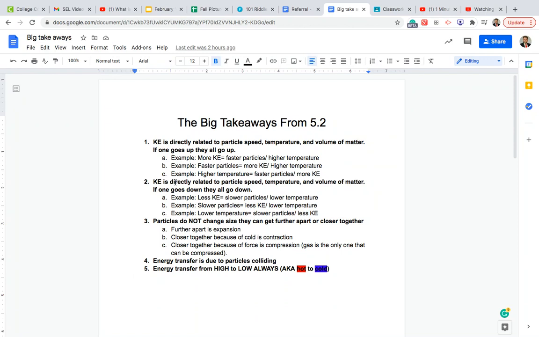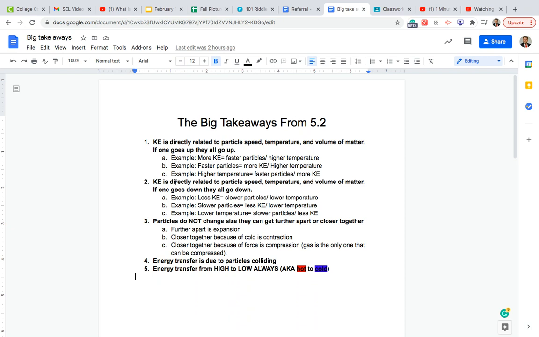And number 3, particles do not change size. They can get further apart or closer together. So the particles themselves do not change size. And when we're talking about them getting further apart, that's our expansion. And if we're talking about them getting closer together because they are getting colder, that's contraction. And closer together because of force is our compression. And gas is the only one that can be compressed.